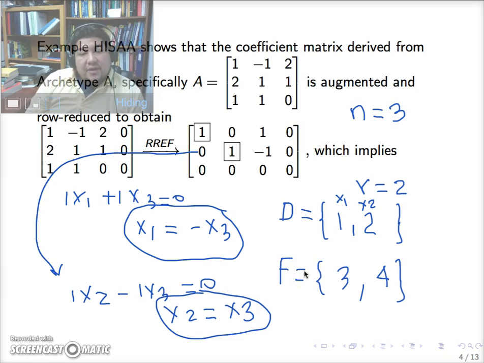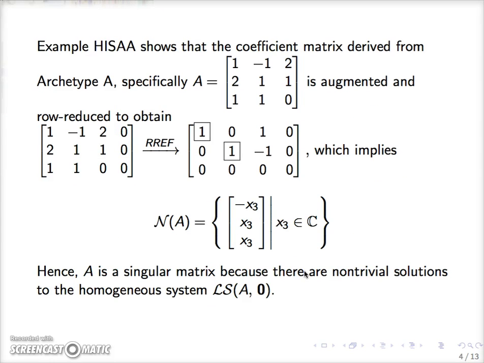So this leads to writing a solution set that looks like this, where x3 would be the free solution. But very importantly, this would be the null space of the matrix A, and now you can see that precisely the null space of this matrix is directly related with the definition of singularity. The fact that this null space contains non-trivial solutions, non-trivial vectors, is directly related with the fact that this matrix is singular.